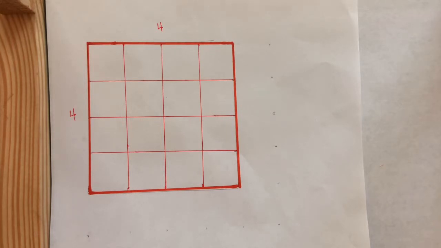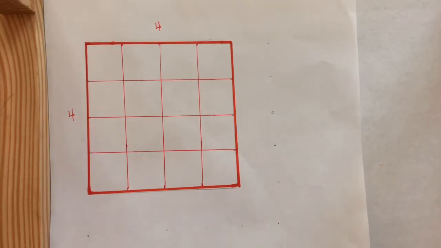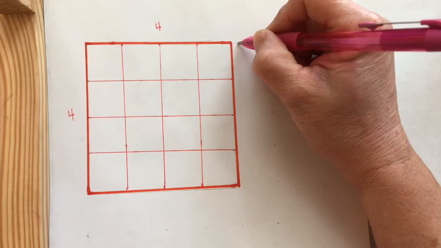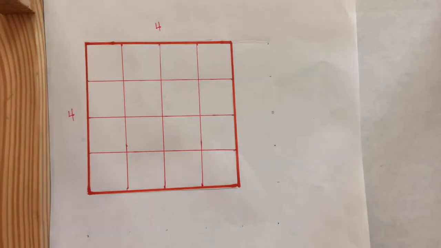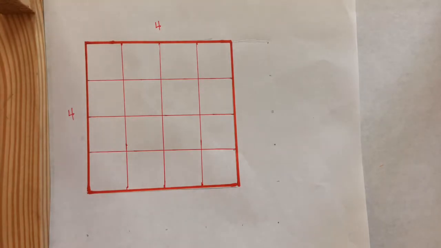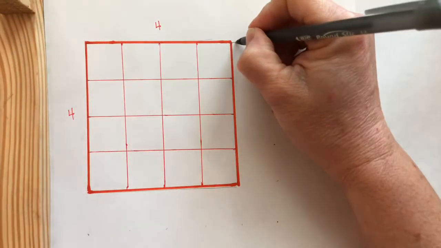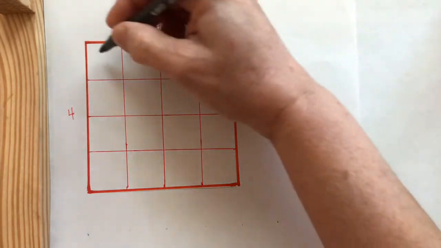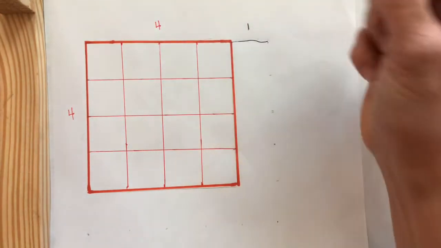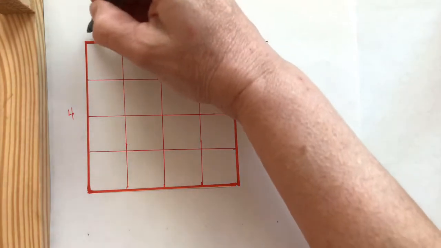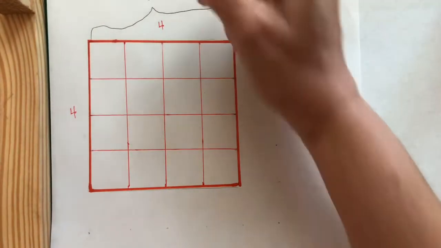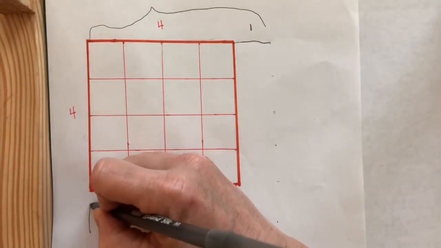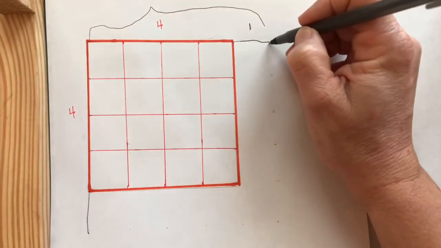Okay, so your teacher would also say, well, what if I made this bigger? What if I wanted, instead of 4, to go all the way to 5? Oops, that pen doesn't write. Let's try a different one. What if I wanted to go all the way to 5? So I had 4 here and I added 1 more here, right? And so this whole thing would be 5. And then I'd go 1 more down here, so I'd make it 5 times 5.